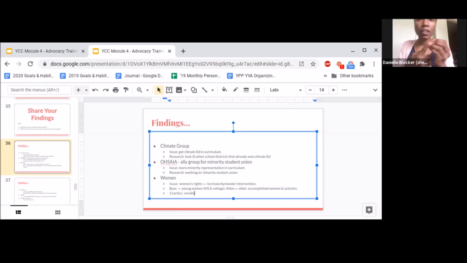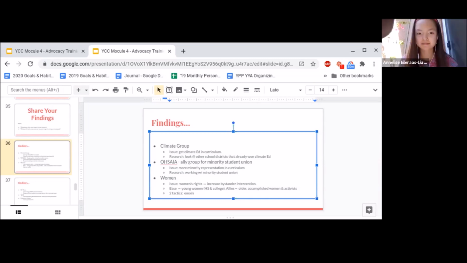Sounds good. So one thing I would change is to put increase bystander intervention as an aim or goal, and then email is a thing that you use to accomplish that. Okay, so very good. And then we'll make the other ones real quick so we have time for questions at the end.